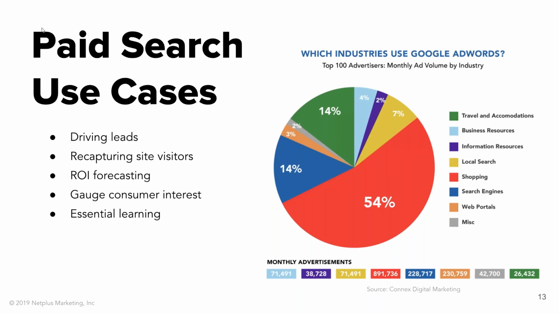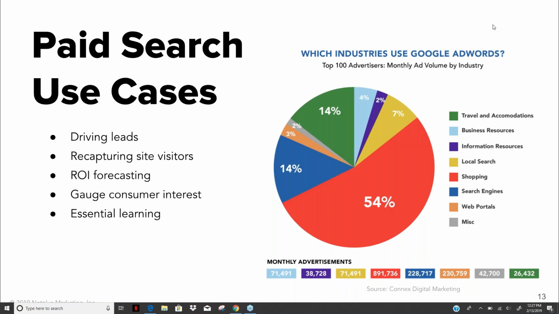So, some paid search use cases. Why would somebody use paid search? What types of industries do use paid search? As you can see here, it's pretty varied across the board. And I mean, we're talking about travel, we're talking about any information resources. So again, buying guides, white papers, etc. Local search, people trying to find that restaurant that they want to eat at on a Friday night, people trying to find the local movie theater.